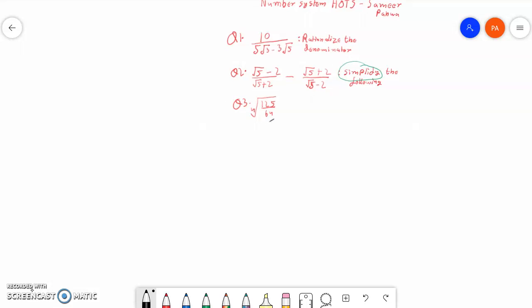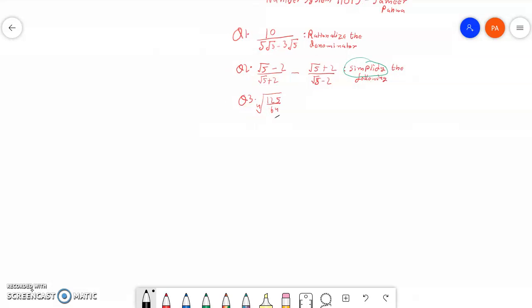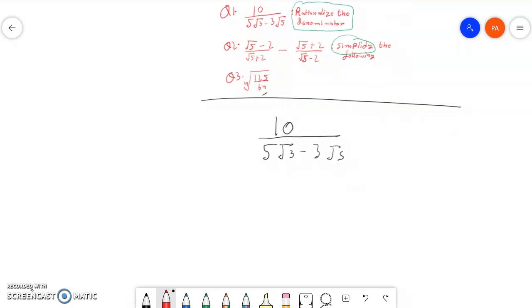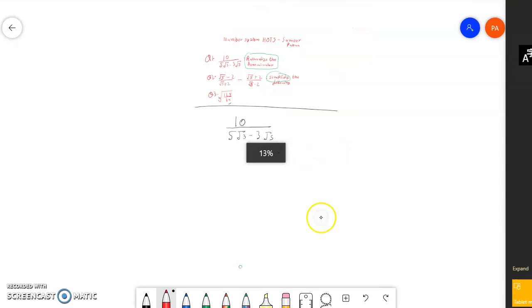9. So our first question says, I'll draw a line here. Our first question says 10 divided by 5 root 3 minus 3 root 5. So the objective of this question is to rationalize the denominator. If you have read the number system chapter, you may be familiar with the term rationalizing the denominator. So I'll start by rationalizing it.